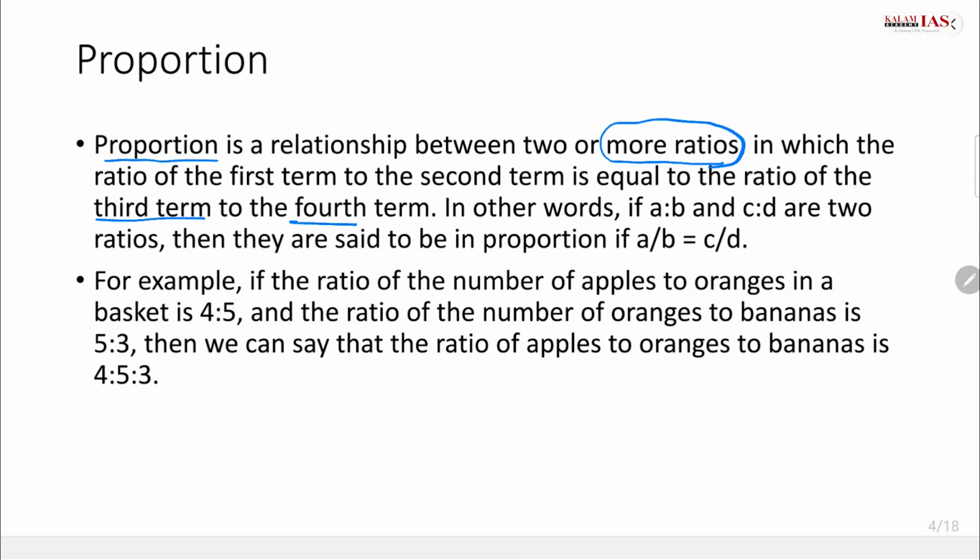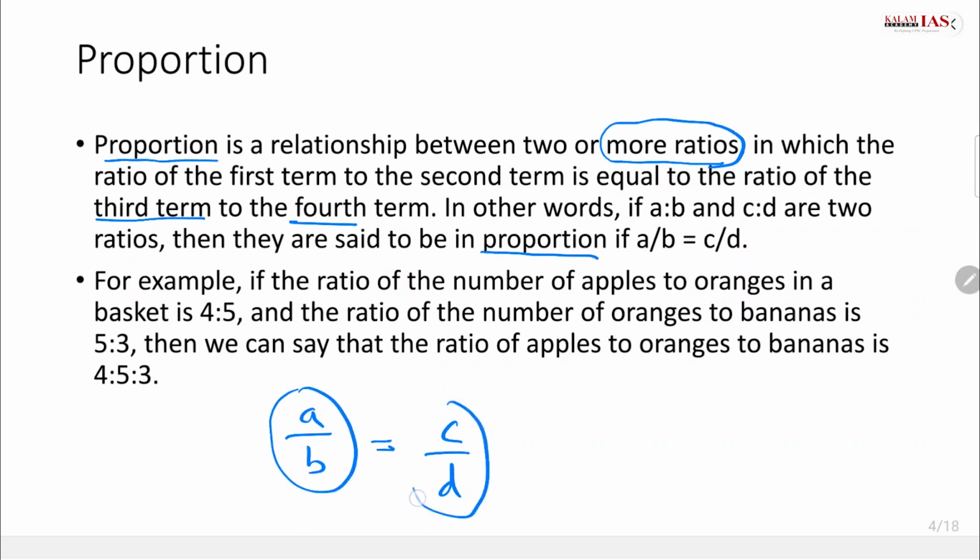In other words, if a by b and c by d are two ratios, then they are said to be in proportion if a by b is equal to c by d. Now this ratio is equal to this ratio. That means these two ratios are in proportion.